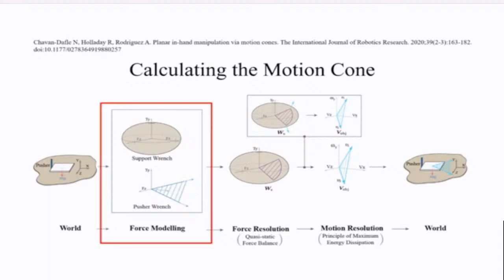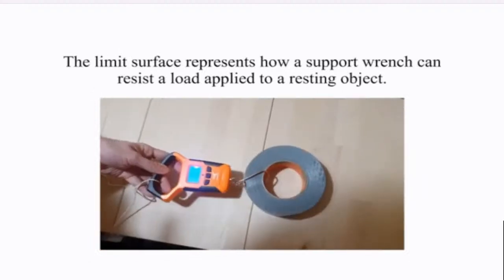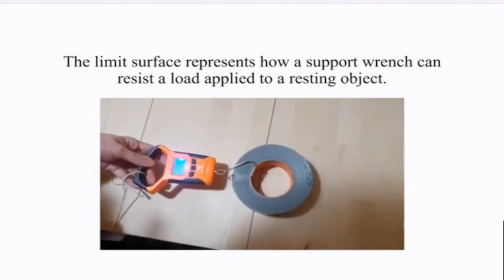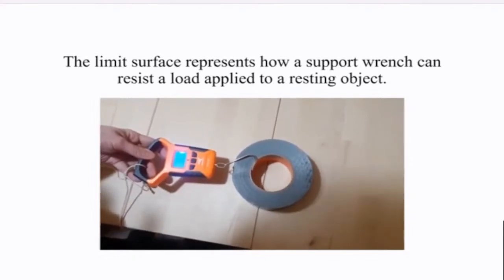In the case of pushing in the horizontal plane, the motion cone is composed of two wrenches, one from the pusher and one from the supporting surface, i.e. the ground. The pusher wrench can be found by transforming the set of feasible pushers to the block's own coordinate frame. The set of possible support wrenches can then be represented by an ellipsoidal approximation of a limit surface. The limit surface can be visualized as the capability of a ground to resist loads applied to the object. This is itself a product of friction between the ground and the object. In this video, we can see that the roll of tape doesn't move until the load being applied exceeds some threshold. This is an indication of a support wrench resisting our efforts to move it.